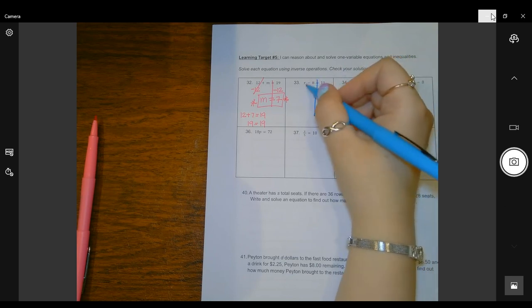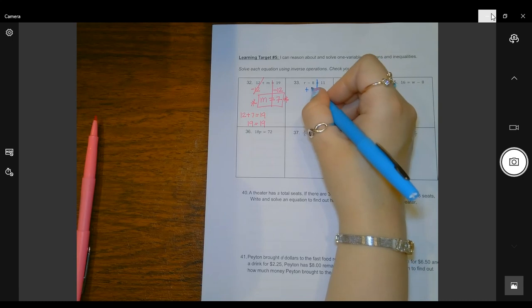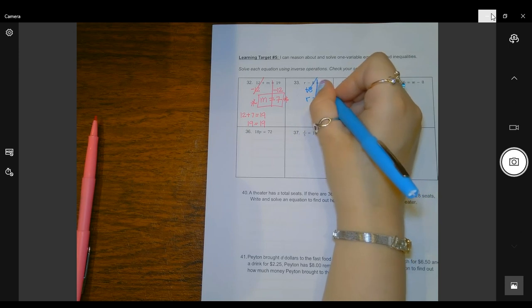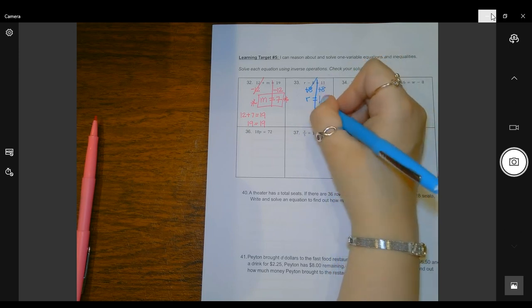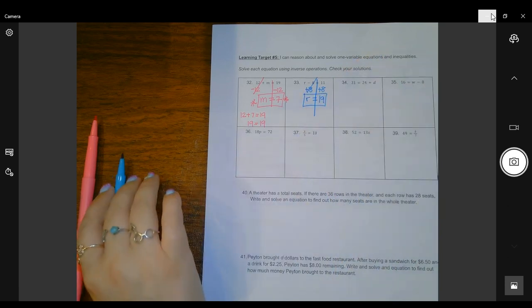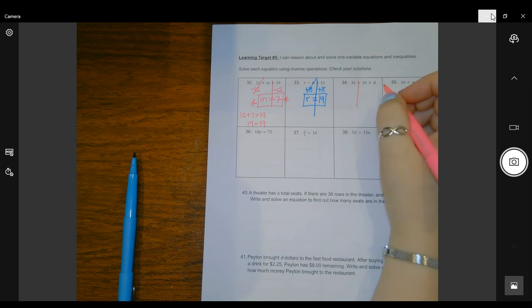So here's where your variable is. I want to get rid of that minus 8. What's the inverse of subtracting 8? Adding 8. So those cancel because 8 minus 8 is 0. Now you're just left with r. So let's add 8 to this side. Well, 11 plus 8 is 19. Okay, now I'm going to bring that down.